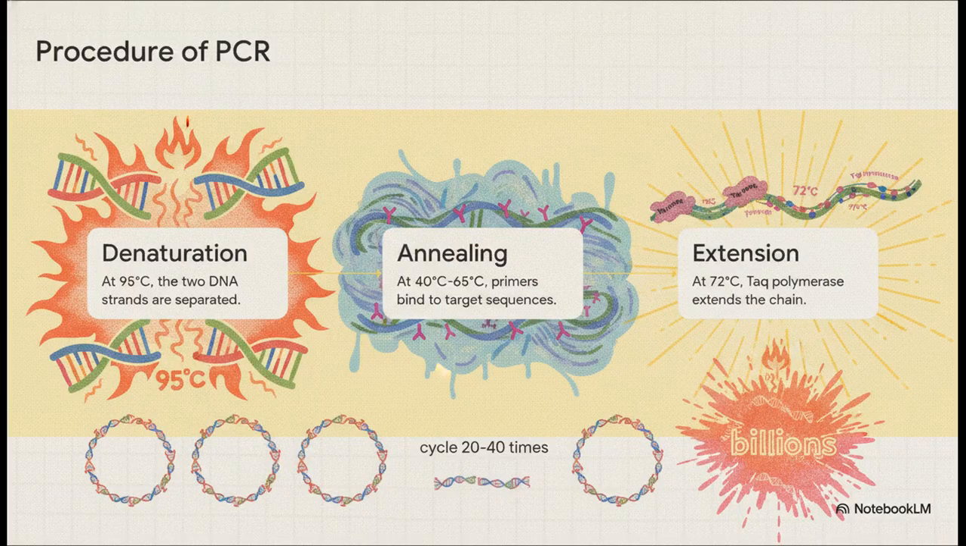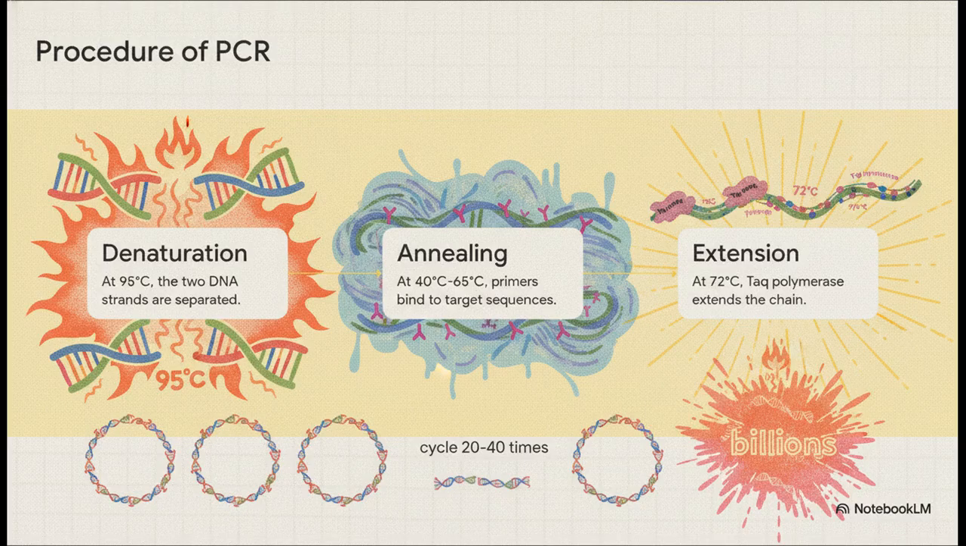So you mix all these components into a tube and you pop it into a thermal cycler. The entire basis of PCR is completely reliant on rapid temperature changes. Step 1 is denaturation at a scorching 95 degrees Celsius. This literally melts the double-stranded DNA apart into 2 single strands. Step 2 is annealing, where the machine cools down to around 40 to 65 degrees, which lets the primers bind to their specific target sequences.